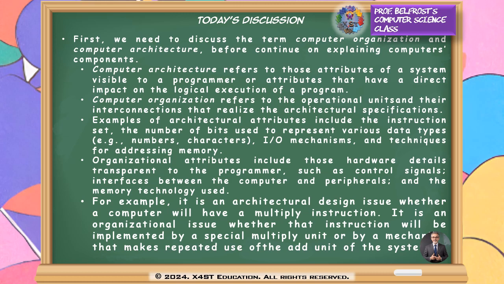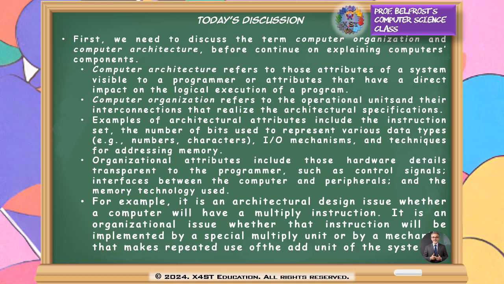When we are talking about computer architecture, it refers to those attributes of a system visible to a programmer, or attributes that have a direct impact on the logical execution of a program, while computer organization refers to the operational units and their interconnections that realize the architecture specifications. So computer organization and computer architecture are two concepts that are related to each other. Let's see an example so you'll understand it more.